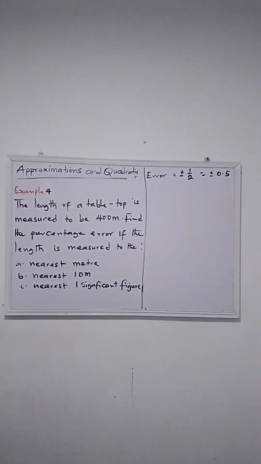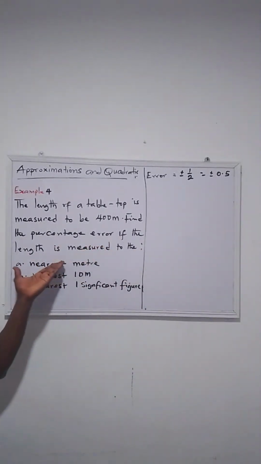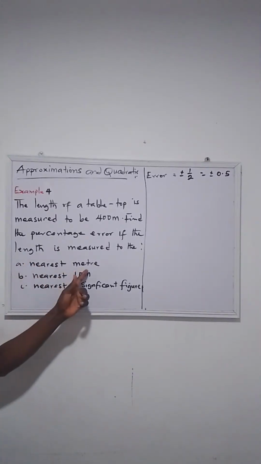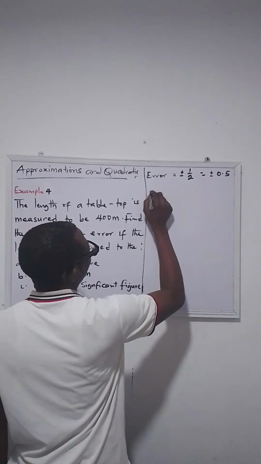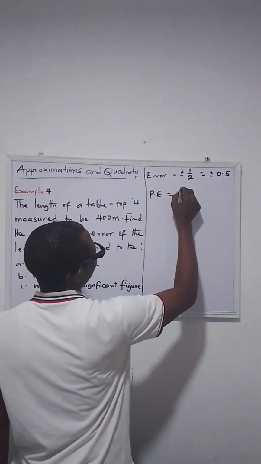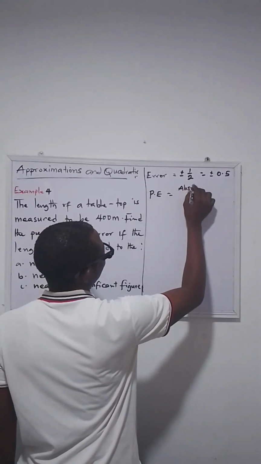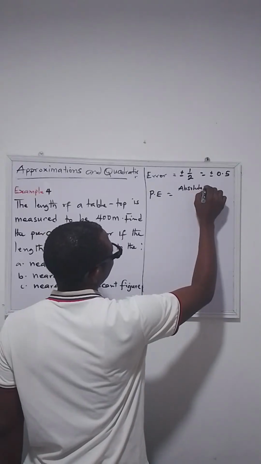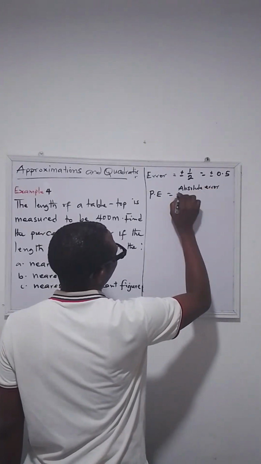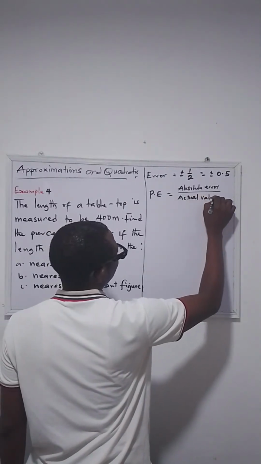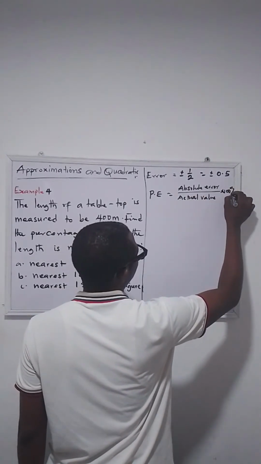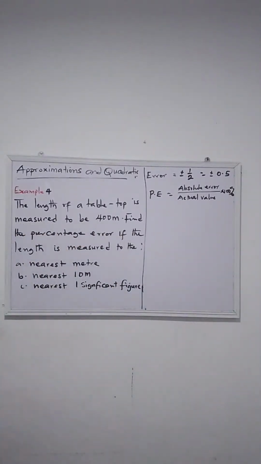Okay, you understand that? So that is how to get the error in this case to the nearest meters. So the percentage error is absolute error over actual value times 100%. So this is the formula we're going to be using.